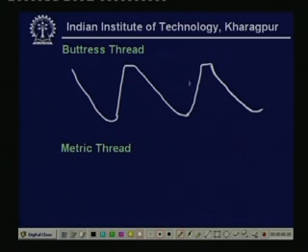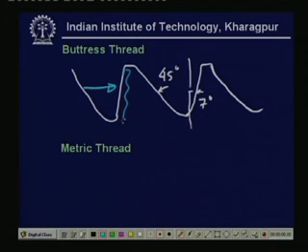So, on this slope is 45 degree and this slope is almost 7 degree. So, it has the advantage that it is used to transmit power from one direction only, and whenever this part comes in contact, the friction over here on this surface is small, whereas it has a large root strength because of the large cross sectional area at the root. So, this is known as the buttress thread.